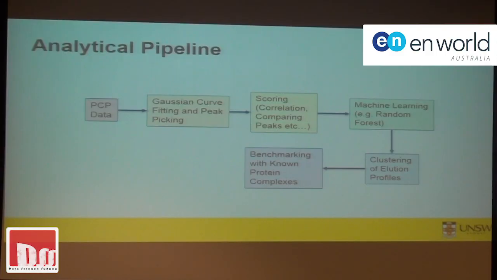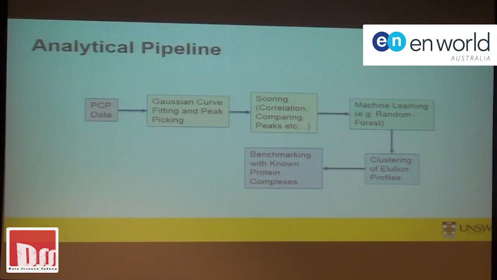We start with the PCP data, and we use peak picking to identify which are the peaks, and they usually correspond to different complexes. And then we use correlation metrics to calculate the correlation between each pair of proteins or each pair of peaks. And then once we analyze many different correlation metrics, we use them as features in our machine learning, for example, random forest.